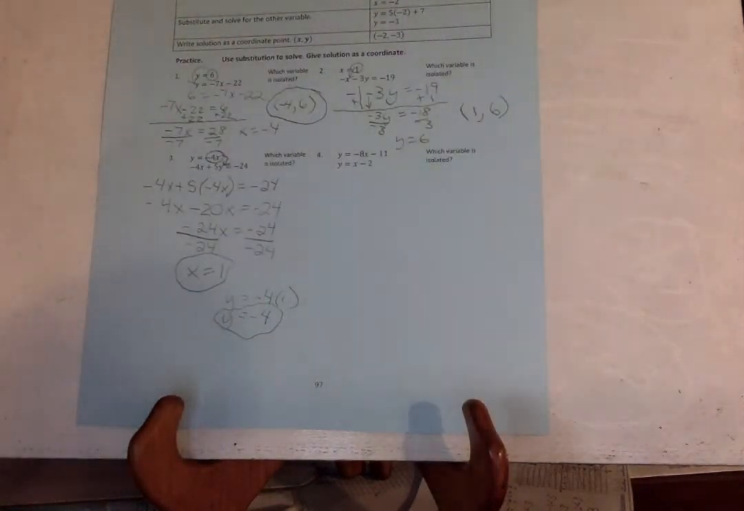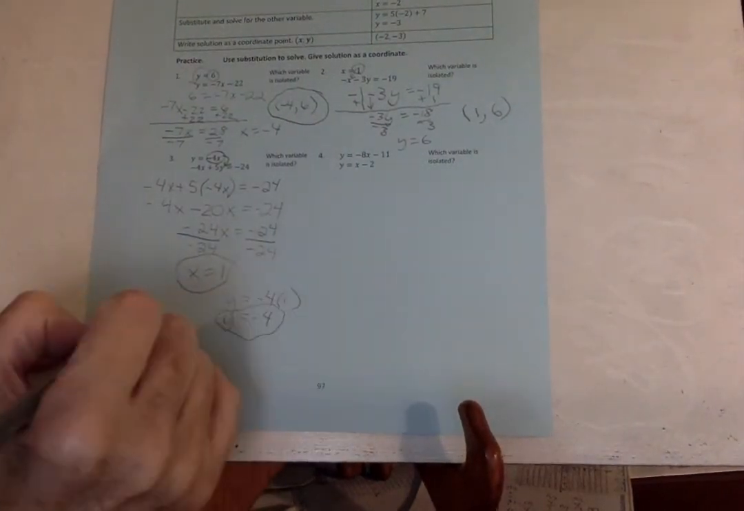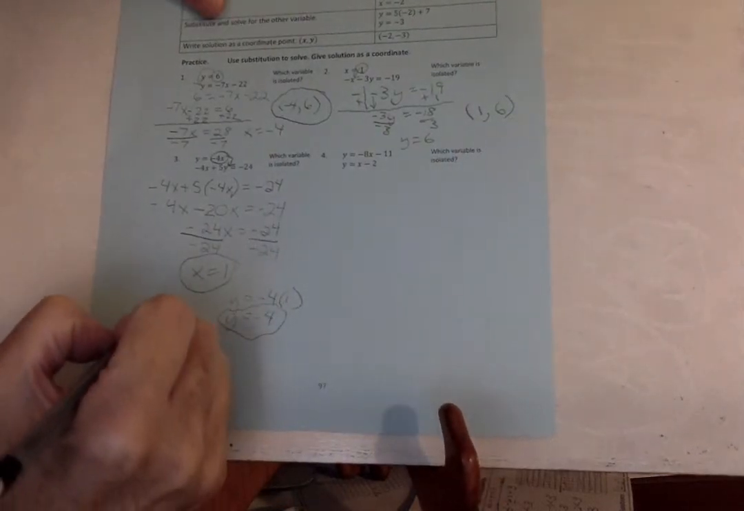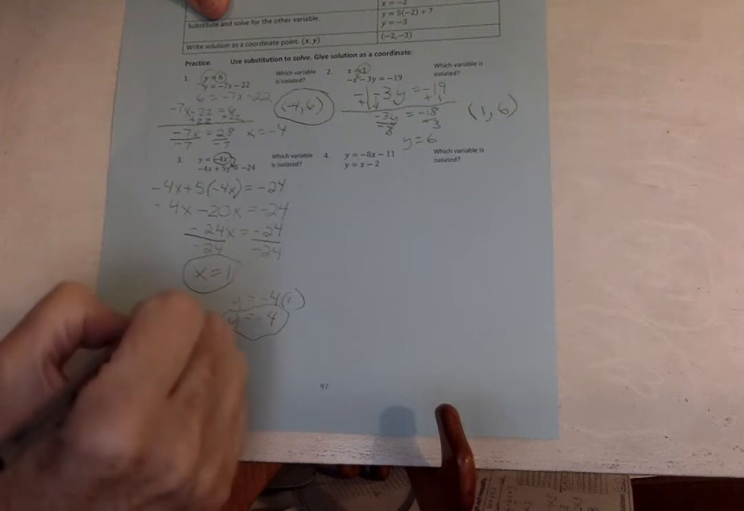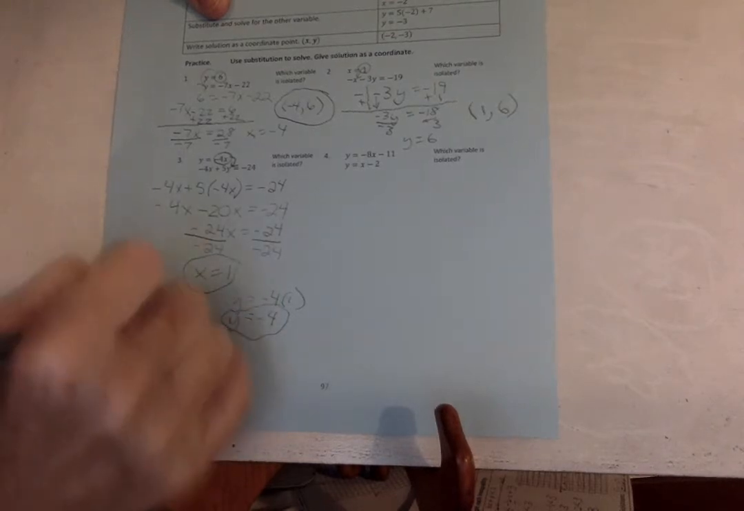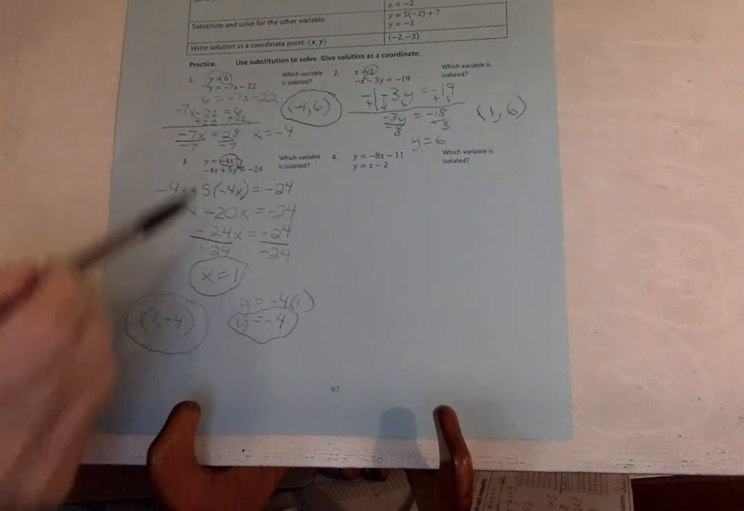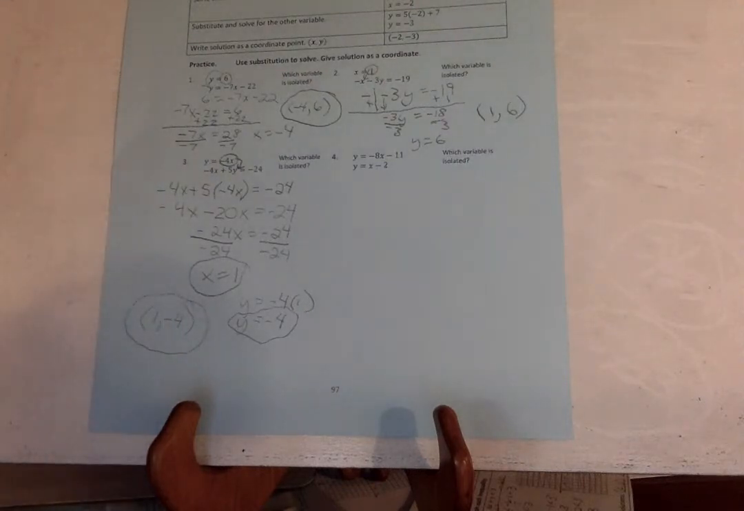So ordered pair form again would be 1, comma, negative 4. And I could check it by putting 1, negative 4, and making sure it's a solution algebraically for both of those equations. So there's how you do number 3.